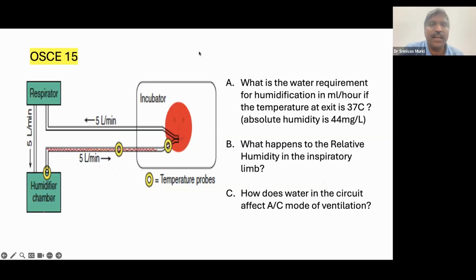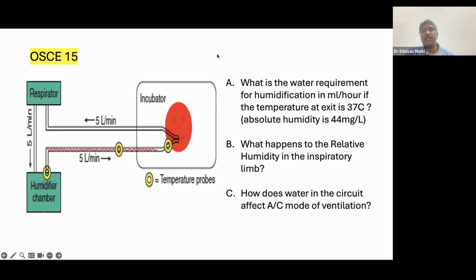From there on, there will be a drop in temperature. Again, relative humidity will increase. So the correct answer is the relative humidity will drop till the temperature probe in the inspiratory limb, and from the temperature probe till it goes to the patient, again, relative humidity will increase. So there will be a drop and there will be a rise. And if the exit temperature of the humidifier and the temperature going to the nose match, then at the nose, the humidity will again become 100%.